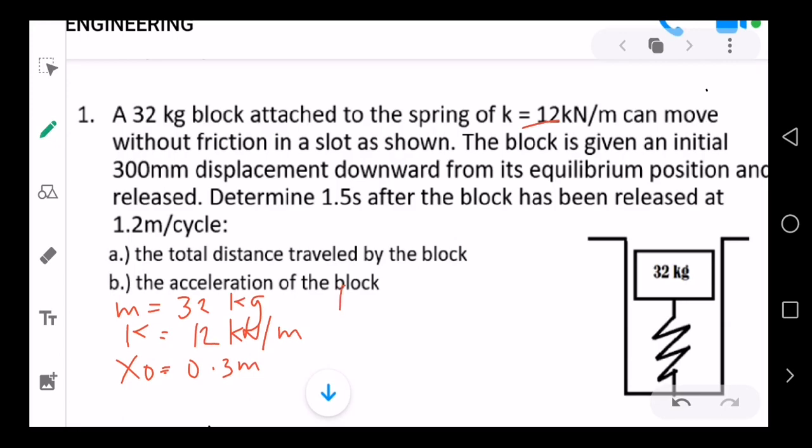And ano hanapin daw natin? We are going to find the total distance, so x total traveled by the block, and the acceleration of the block, which is x double prime.